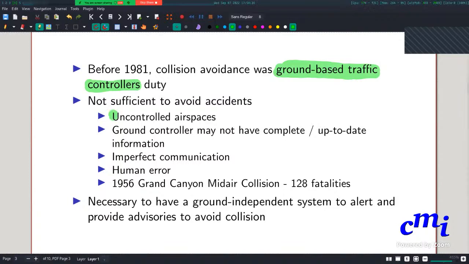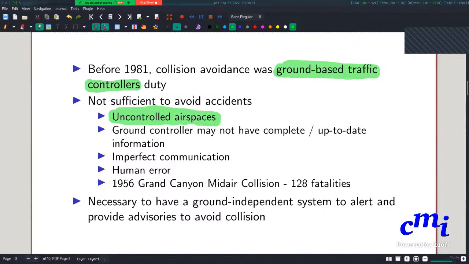One is that, of course, even today there are large amounts of uncontrolled airspace, which means that there are regions of the sky where no ground controller is able to get a radar lock. So nobody's really controlling the traffic in those regions. It's hard to get complete coverage of the sky, especially over the ocean, where you can't even have a ground radar station.